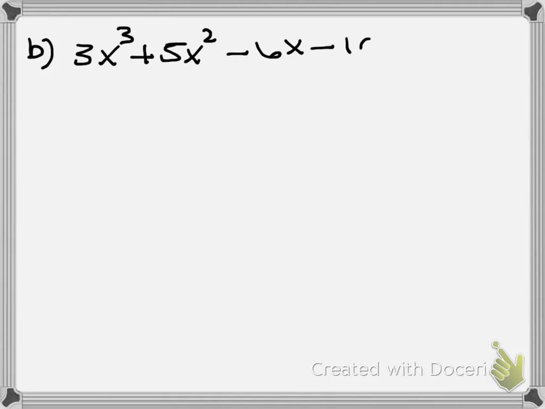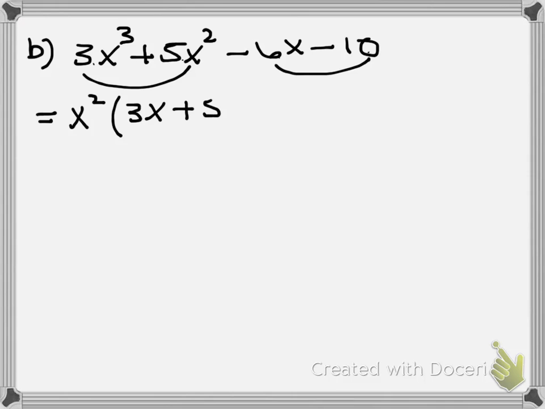3x cubed plus 5x squared. That's a B. 3x cubed plus 5x squared minus 6x minus 10. We see 1, 2, 3, 4 terms, so I know it's going to be grouping. So I group the first two and the last two together. Alright, for the first two, I can take out an x squared. I'm left with 3x plus 5.